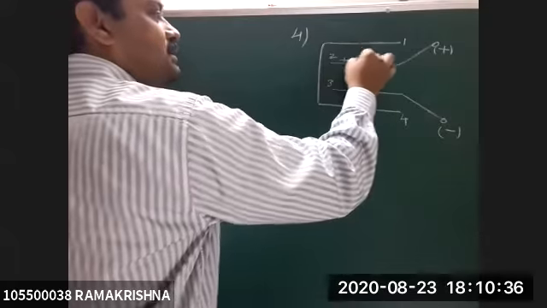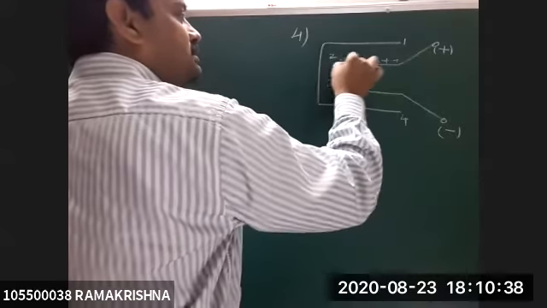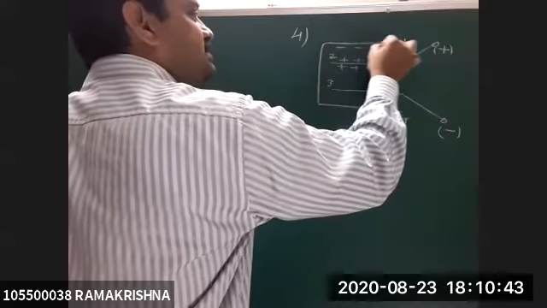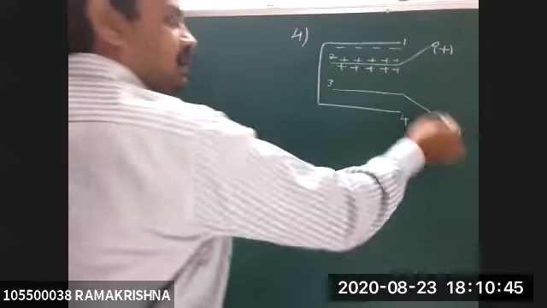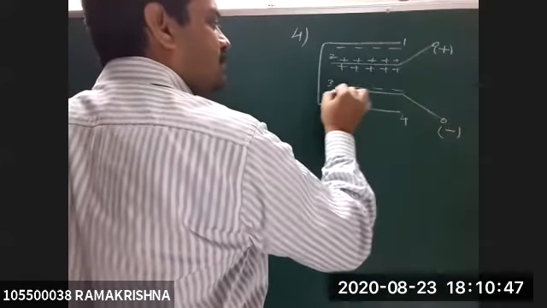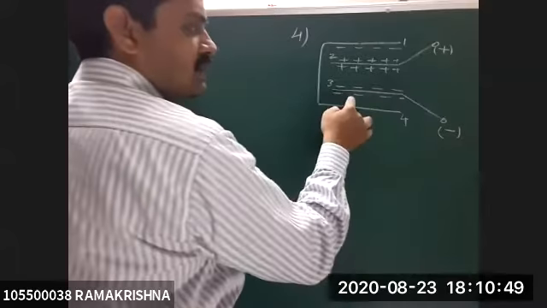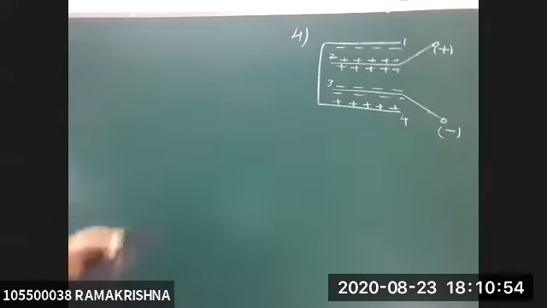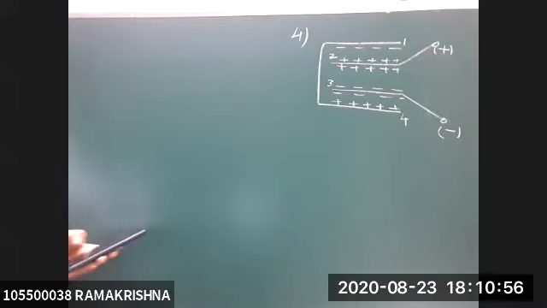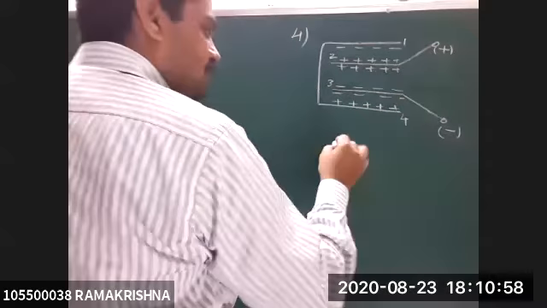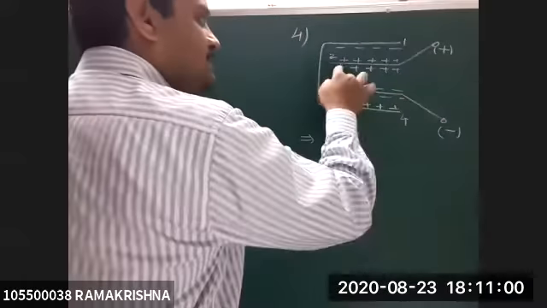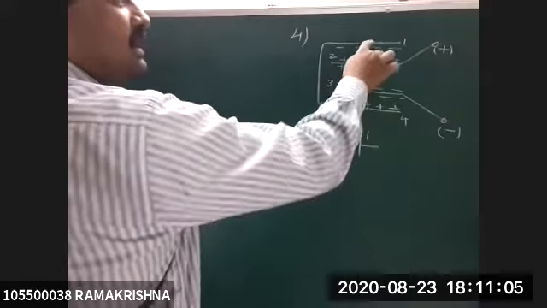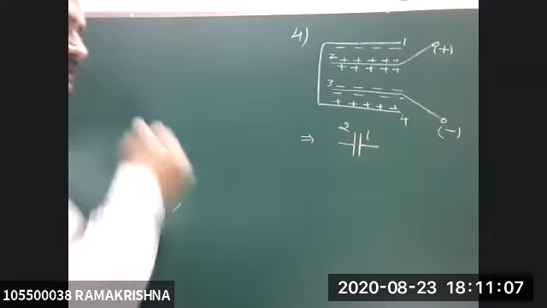So it is the positive plate. Due to the positive plate, negative charge is induced here, and it is negative. And due to this negative, positive charge is induced on plate 4, right? So this arrangement is redrawn as second plate and first plate. These two plates form one capacitance.